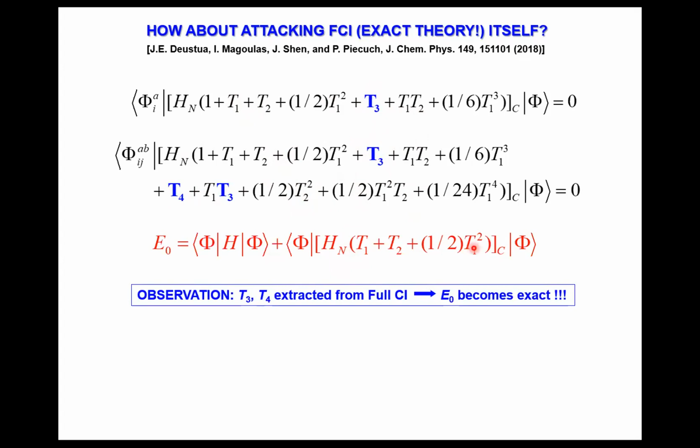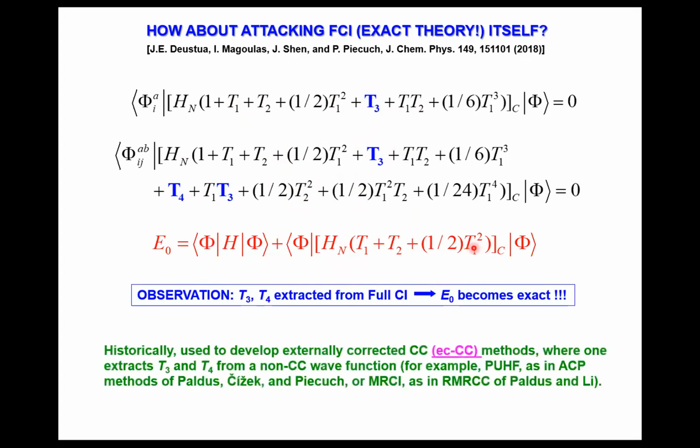That's an observation, not a practical one yet. Nevertheless, it's an interesting observation. That observation is not new. It was already used in the 1980s and 1990s, especially in the form of the so-called externally corrected coupled-cluster methods, where we typically used T3 and T4 extracted from non-coupled-cluster wave functions such as projected UHF, or multi-reference CI, or others. But nowadays, of course, we have quantum Monte Carlo, full CI quantum Monte Carlo.